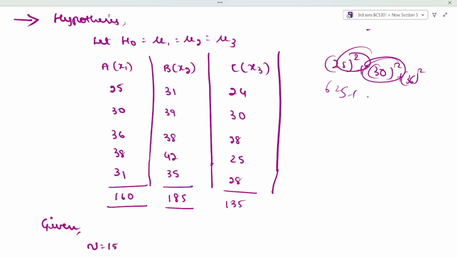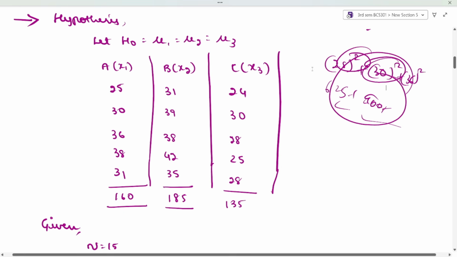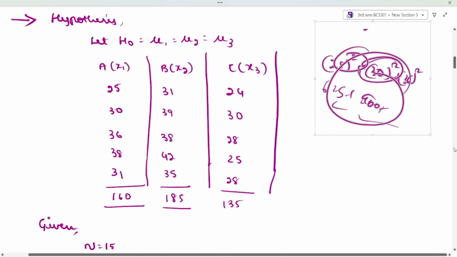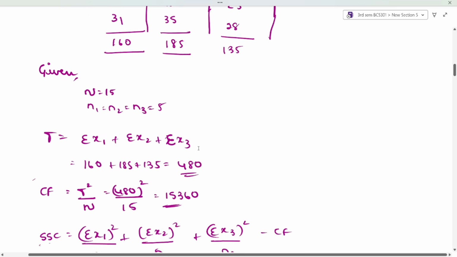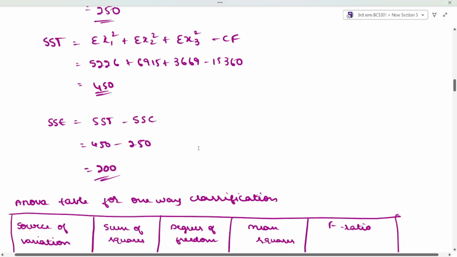Here you will get 625, 900. All those values you need to add. That is why you found the summation. Okay, that is for SST. Next, you subtract the correction factor and you will get the value.